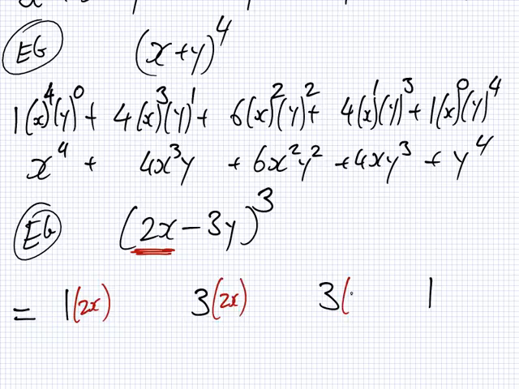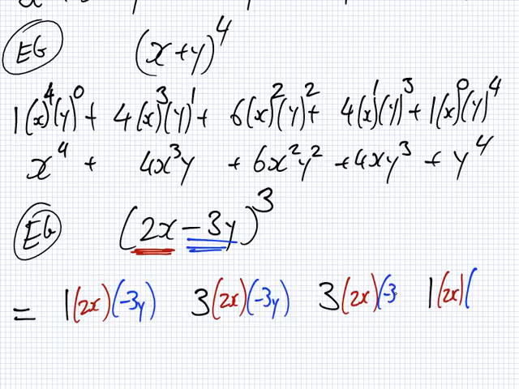2x, 2x, 2x, and here, be careful, it's minus 3y, minus 3y, minus 3y, and we still put plus here, and the powers are still the same. What power here? 3, 2, 1, and 0, 0, 1, 2, and 3.